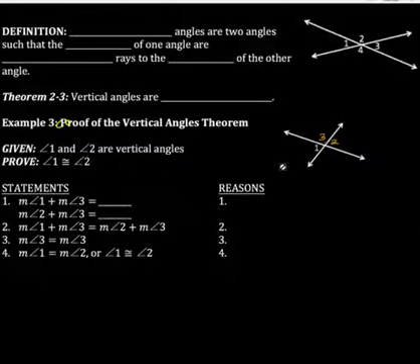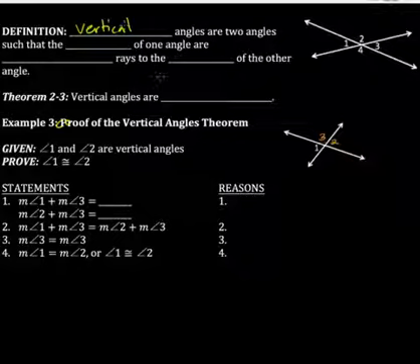All right, one other definition we need in this video. We need to talk about something called vertical angles. So vertical angles, here's the formal definition. Two angles such that the sides of one angle are opposite rays to the sides of the other angle.